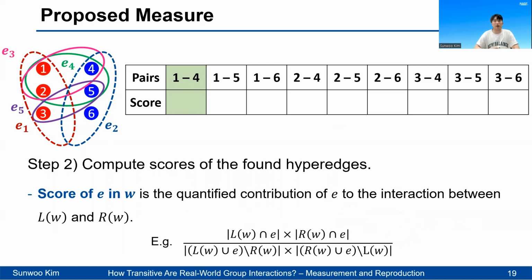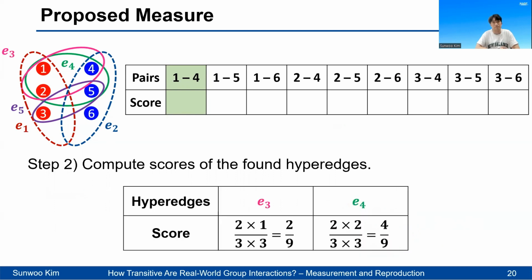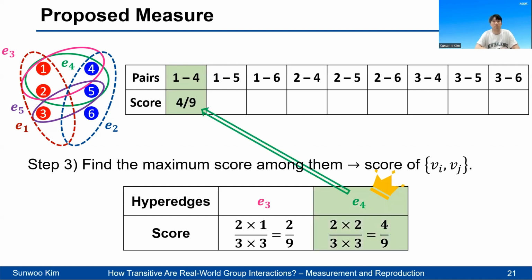Here, the score of a hyperedge E in a hyperwedge W is the quantified contribution of E to the interaction between the left wing and the right wing. One example of such a score is shown below, which is a variant of a Jaccard similarity. We use this function as the score function in this presentation. And thus, the scores of hyperedges E3 and E4 become 2/9 and 4/9 respectively.